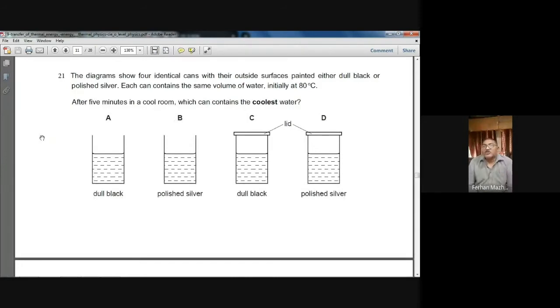The diagrams show 4 identical cans with their outside surfaces painted either dull black or polished silver. Each can contains the same volume of water initially at 80 degrees centigrade. After 5 minutes in a cool room, which can contains the coolest water? Sir, the dull black can without lid. Yes, the dull black, because dull black is a very good emitter of infrared radiation, and without lid, because evaporation will happen. Evaporation is also a form of loss of thermal energy to the surroundings. So A will be the coolest water after 5 minutes. So A is the option.